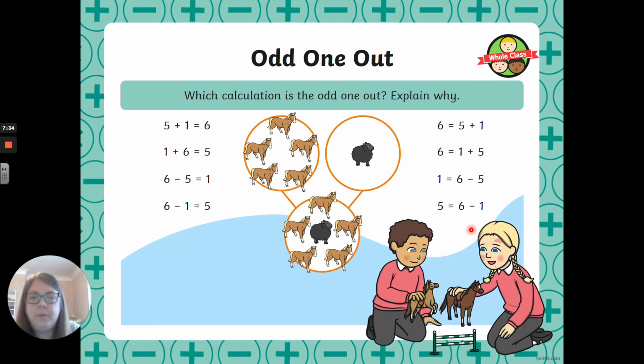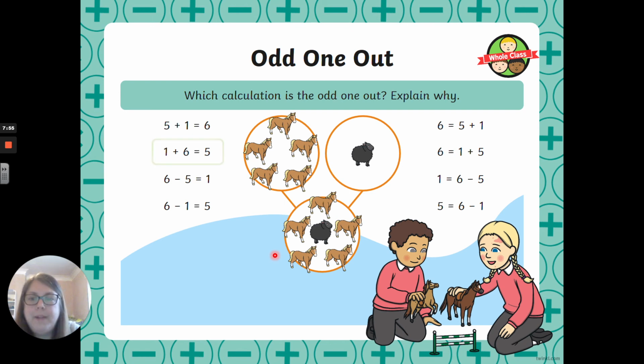Let's have a look at another one. So here we have our cherry diagram this time. And we've got 1, 2, 3, 4, 5 horses and 1 sheep. So our whole is 6 and our parts are 5 and 1. Go through each one again and see if you can find the odd one out. Pause the video and have a go.